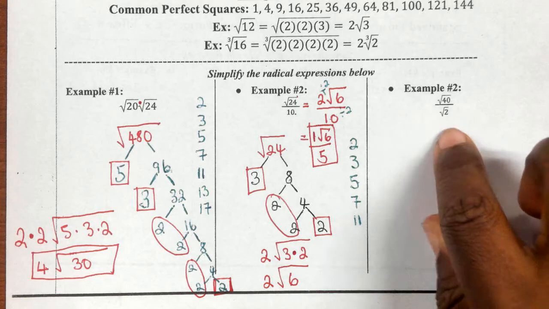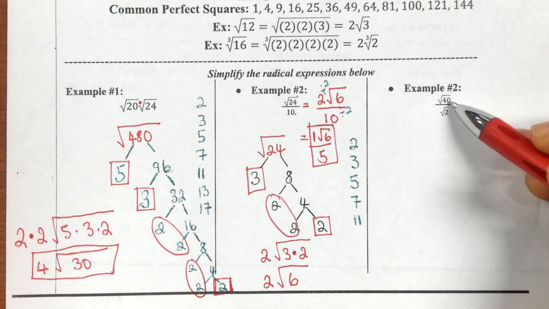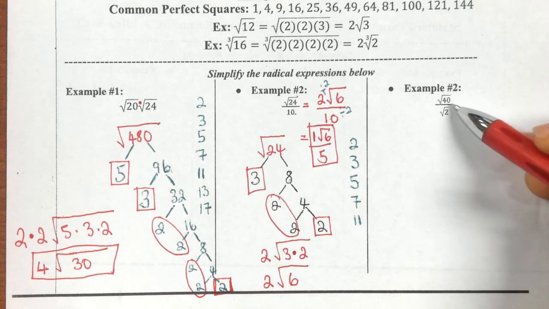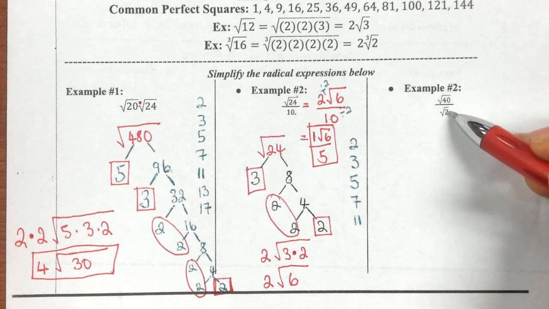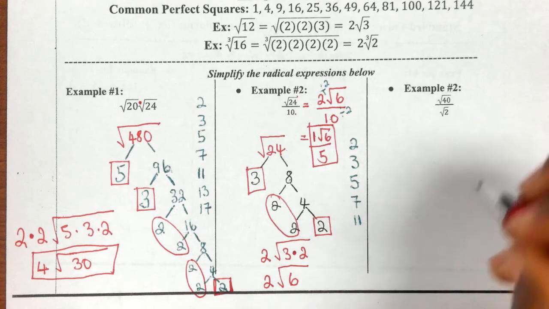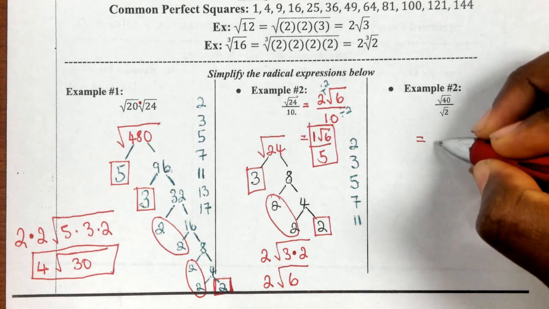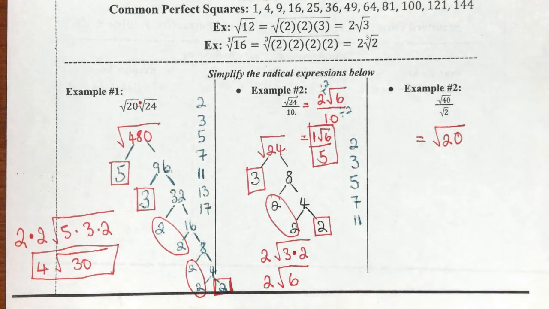Alright? So let's try the last one, guys. Alright? So here I see a square root of 40 over square root of 2. So this is a fraction, so I assume I'm dividing. Because both of them have a square root, can I divide them? Yes, I can. Alright? So the square root of 40 divided by the square root of 2, 40 divided by 2 will give me square root of 20.